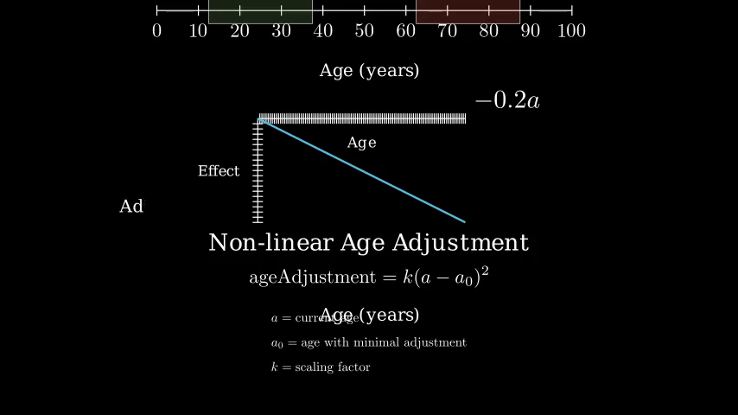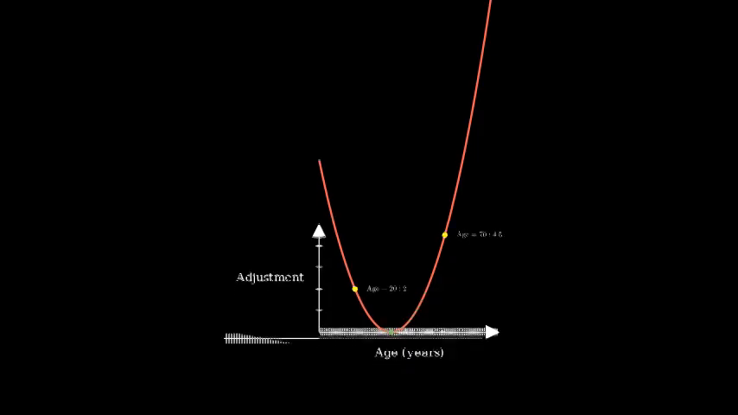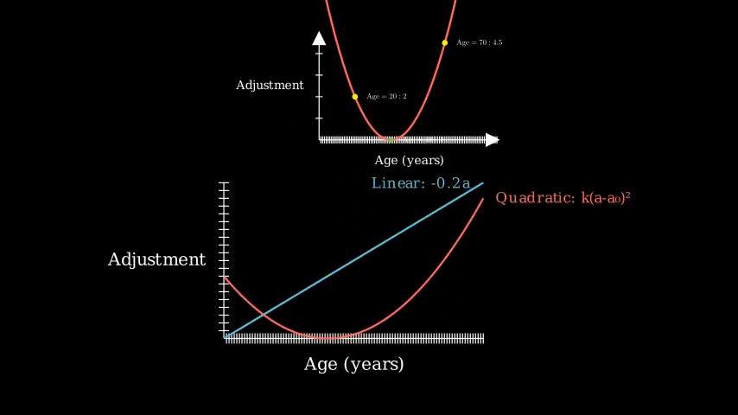If we set a sub 0 to 40 years, meaning the adjustment is minimal at age 40, and k to 0.005, we get a curve that increases as we move away from age 40 in either direction. Let's compare this with our original linear model. Now, let's look at another factor in our model, electrolyte deficiency.